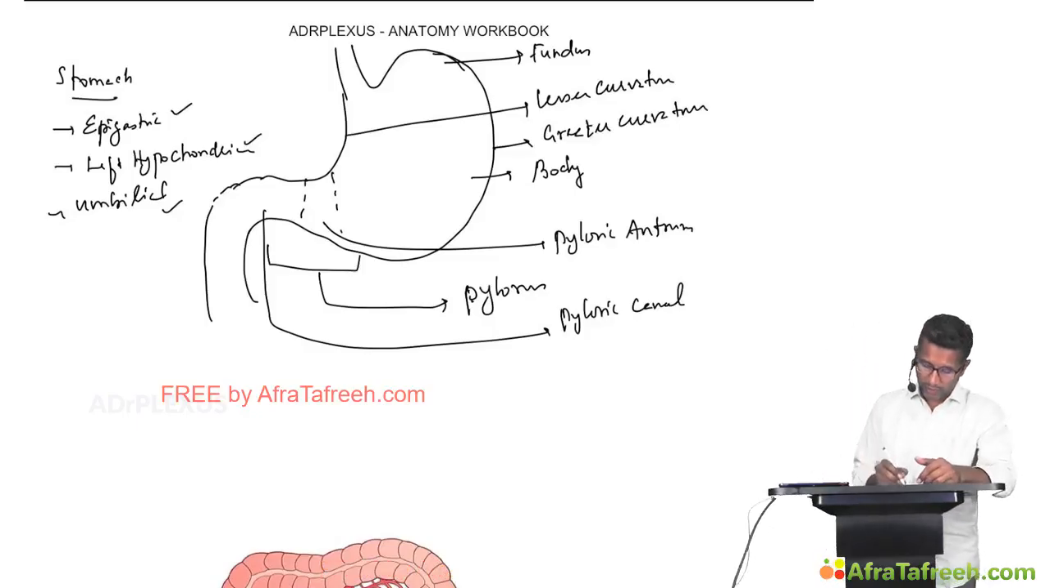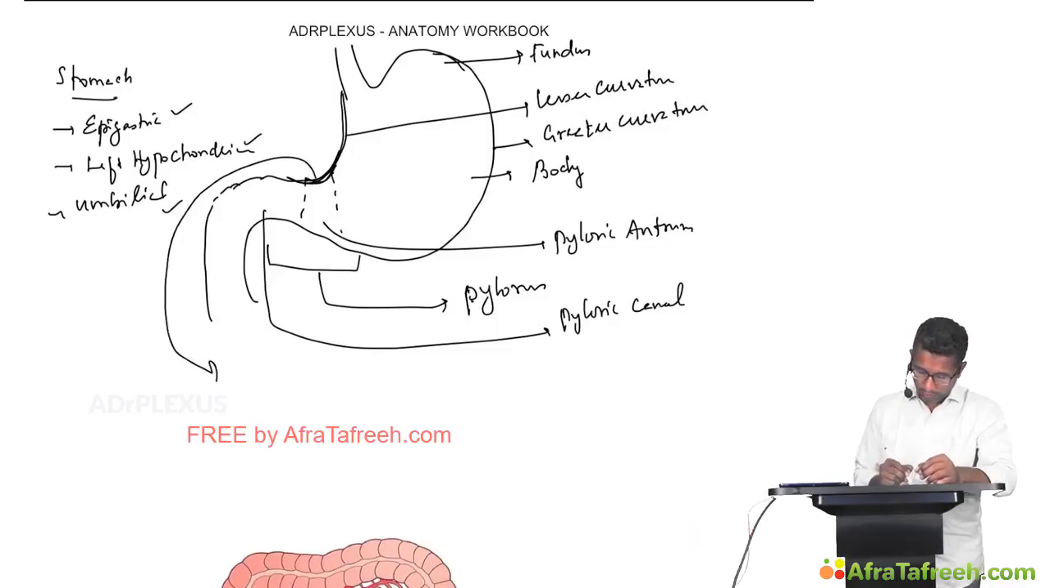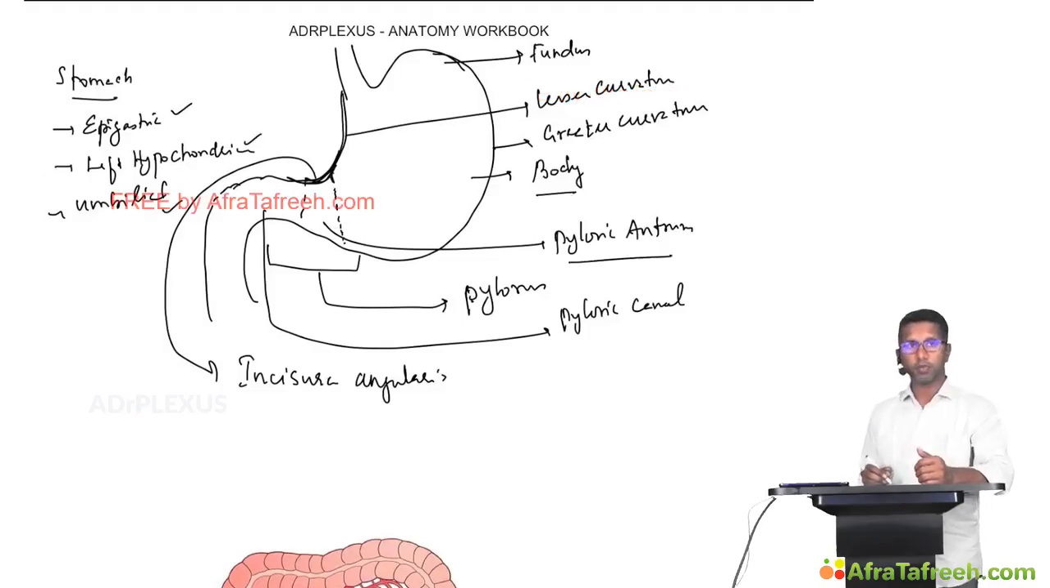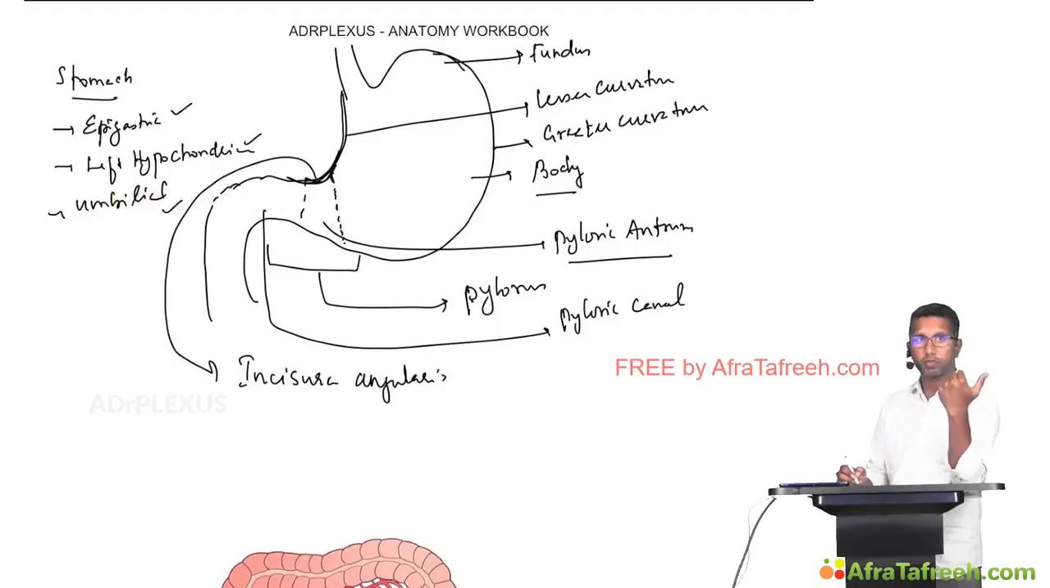If you see, the lesser curvature runs and forms an angle here. This angle is called the incisura angularis. If you draw an imaginary line from the incisura angularis to the greater curvature, it divides the body of the stomach from the pyloric antrum.